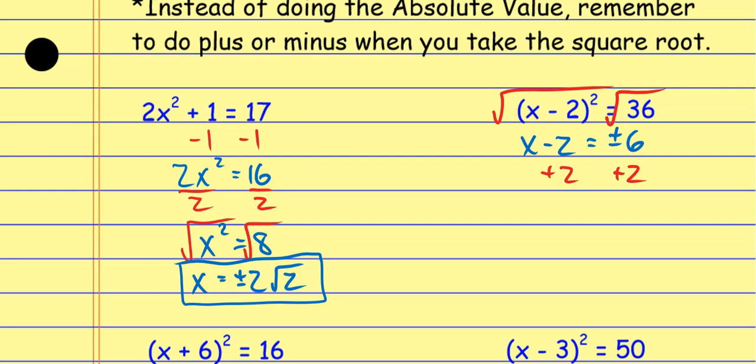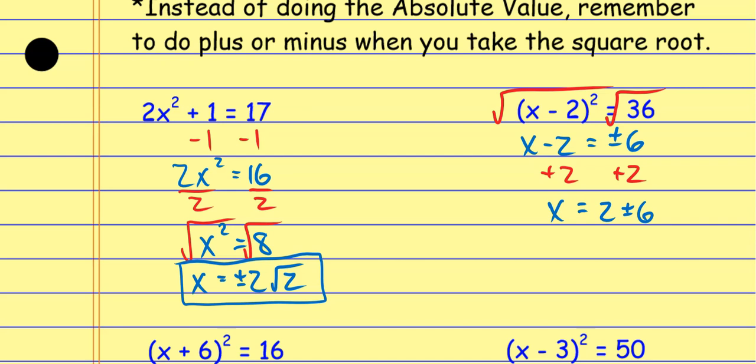Okay? And so here's the thing. Right now it says positive 6 plus 2, but it also says negative 6 plus 2. It really is 2 things. And if I wrote it as 2 plus or minus 6, okay? Well, think about what that means.